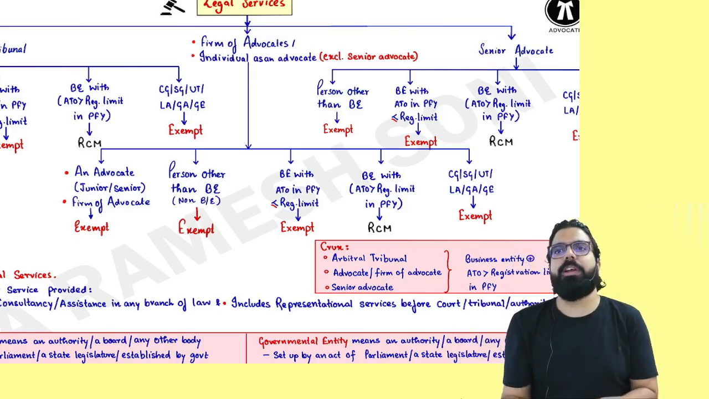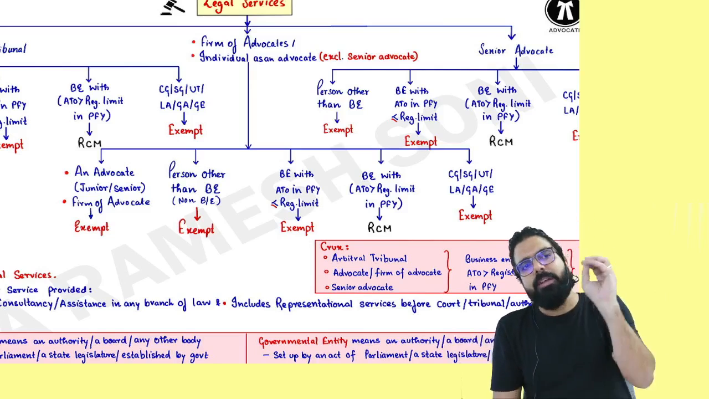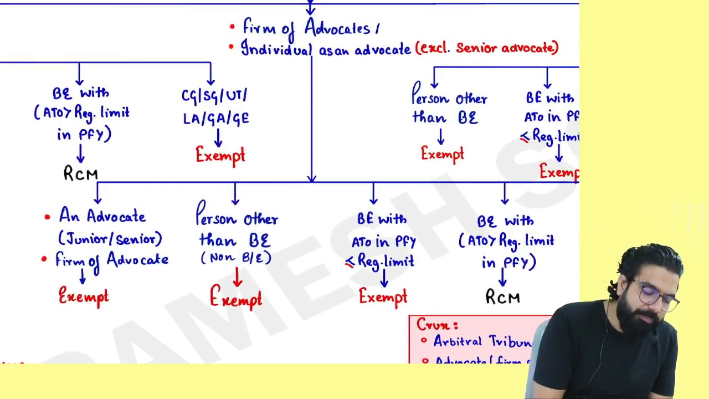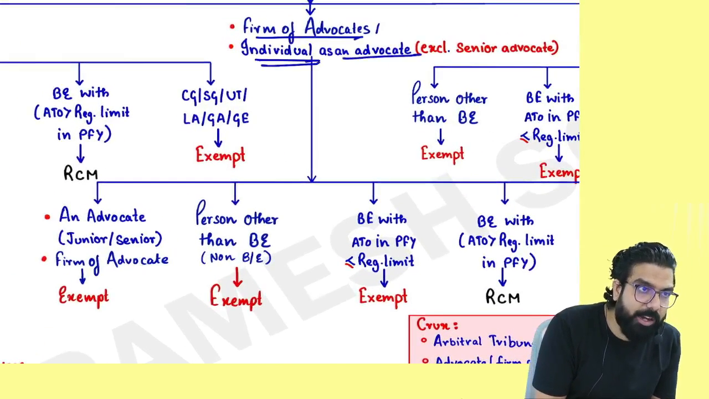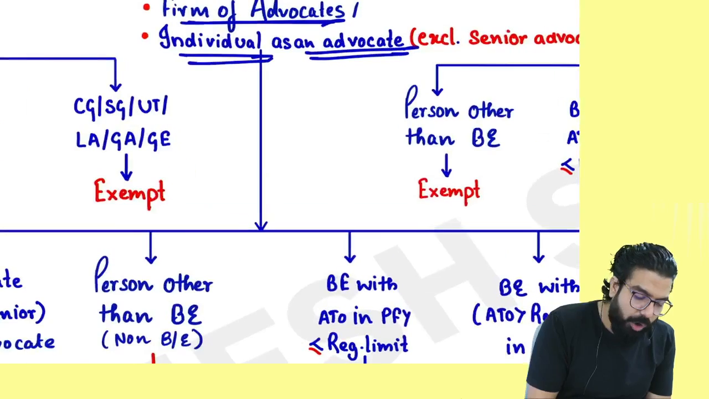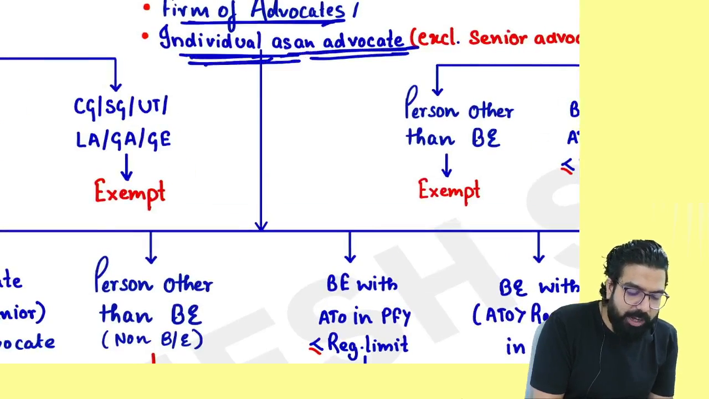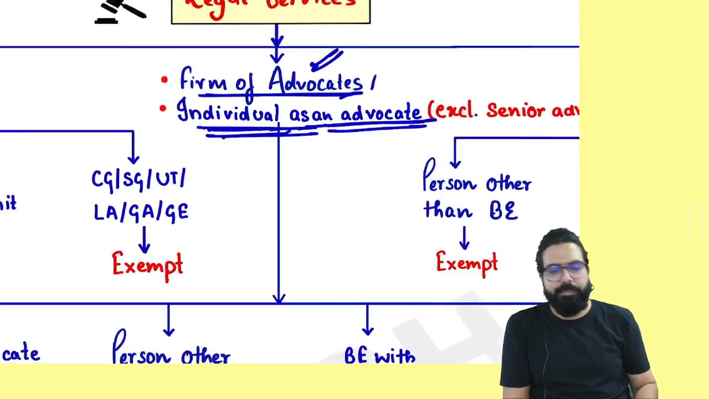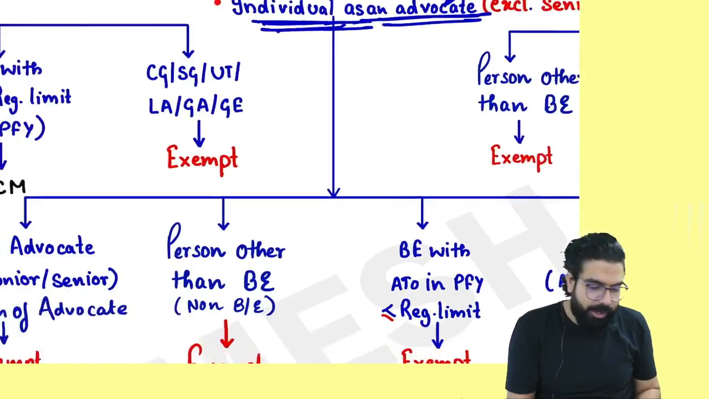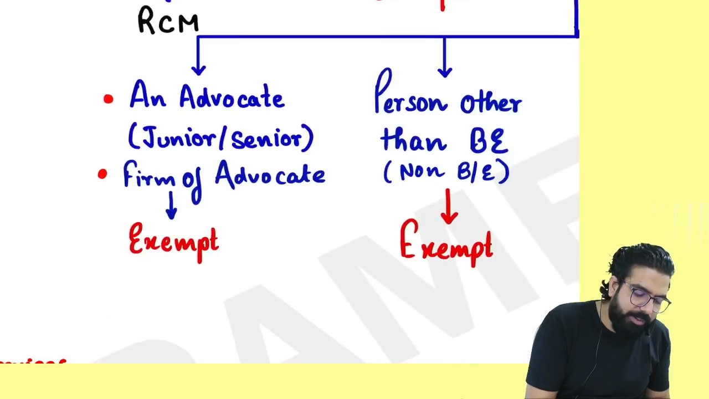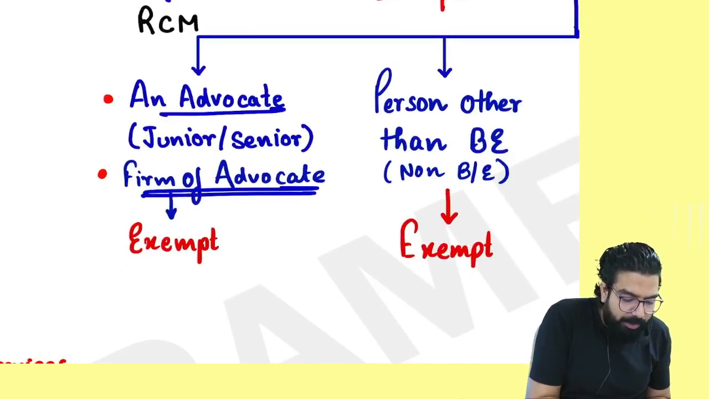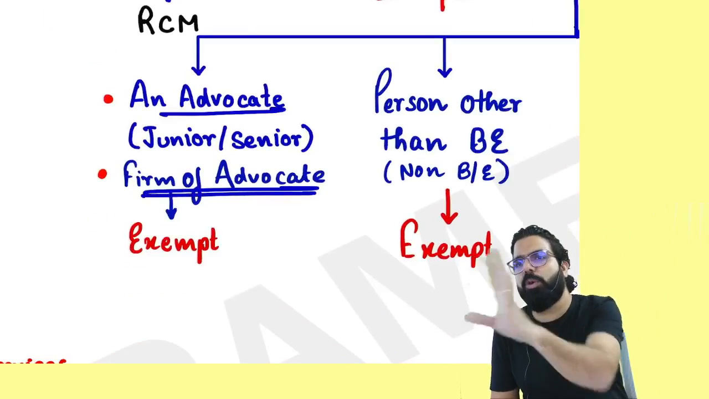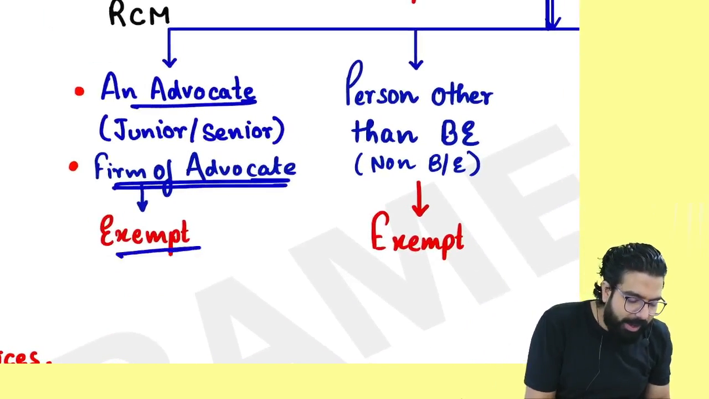And hence the government told that some cases are exempted, and in some cases only RCM is applicable. If a firm of advocates or an individual advocate, meaning a partnership firm of advocates or an individual advocate, gives services to another advocate or firm of advocates, always remember one thing: one advocate to another advocate, firm of advocates to another firm of advocates, is always exempted.